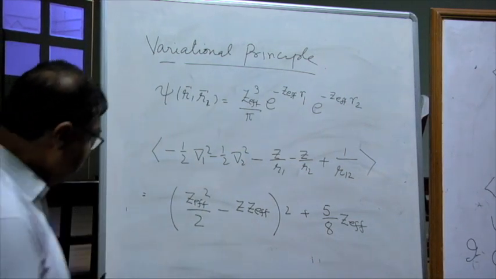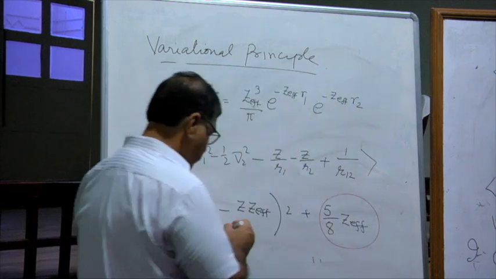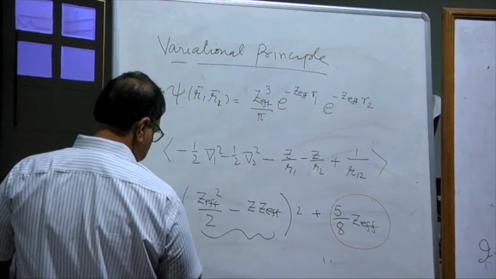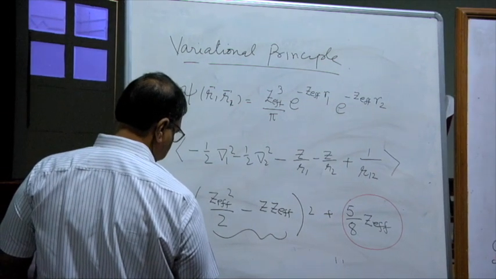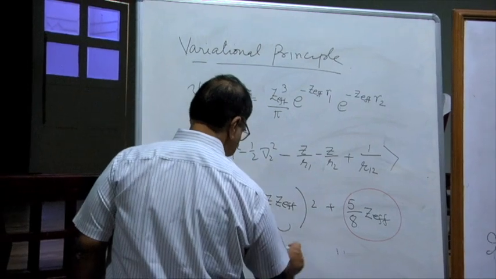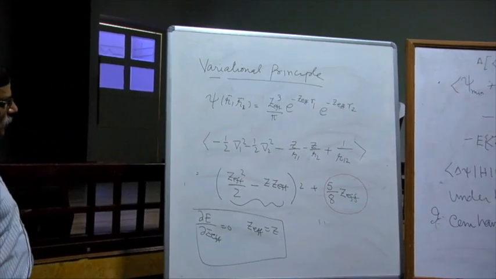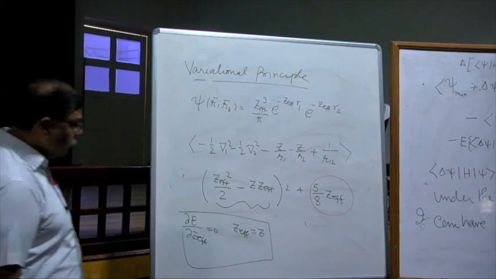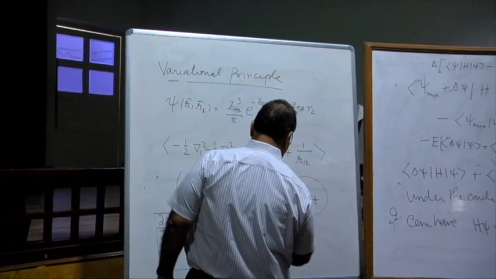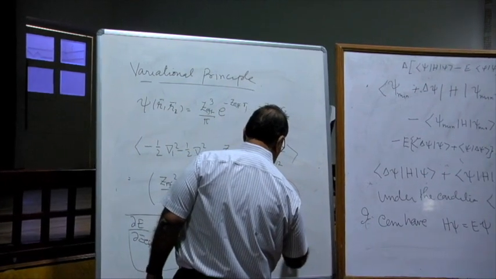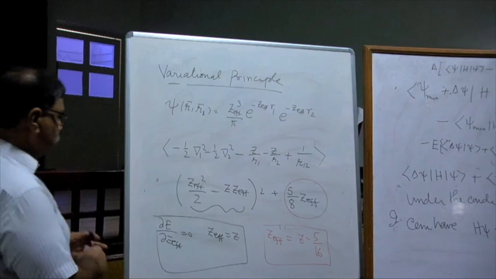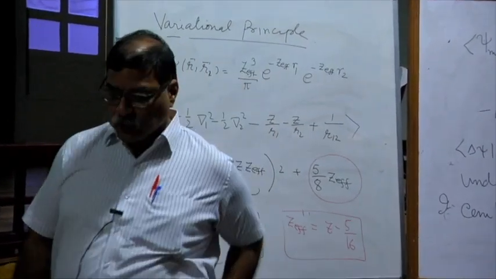Now if this term was not there, and you minimize this part only, you would get dE by dZ effective equal to 0, that'll give me Z effective equals Z. That I know is the exact answer if the particles are non-interacting. Now I include the other term, then I do this and I get Z effective equals Z minus 5 over 16. You see, it reduces. So that means your particles are now seeing less of the nuclear charge.